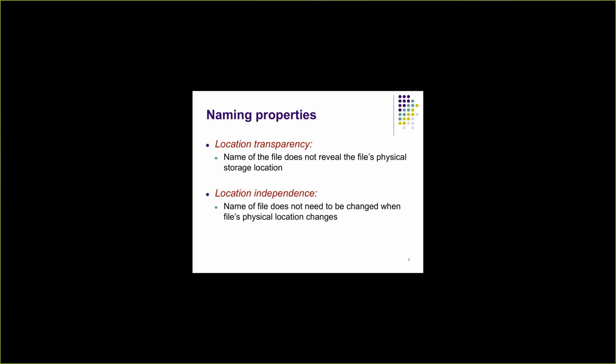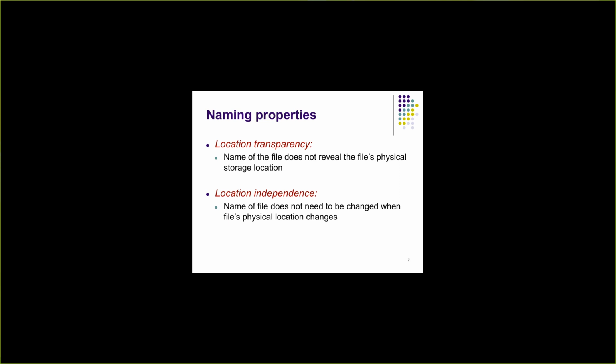So location transparency means in case of files, the name of the file doesn't reveal the file's physical storage location. So irrespective of wherever the file is stored, you cannot figure out the actual location of the file by looking at the file name. So that is location transparency. And location independence is the name of the file doesn't change with the file's physical location. So let's say the name of the file is foo, irrespective of where the file is located, the name stays the same. Okay? That is location independence.